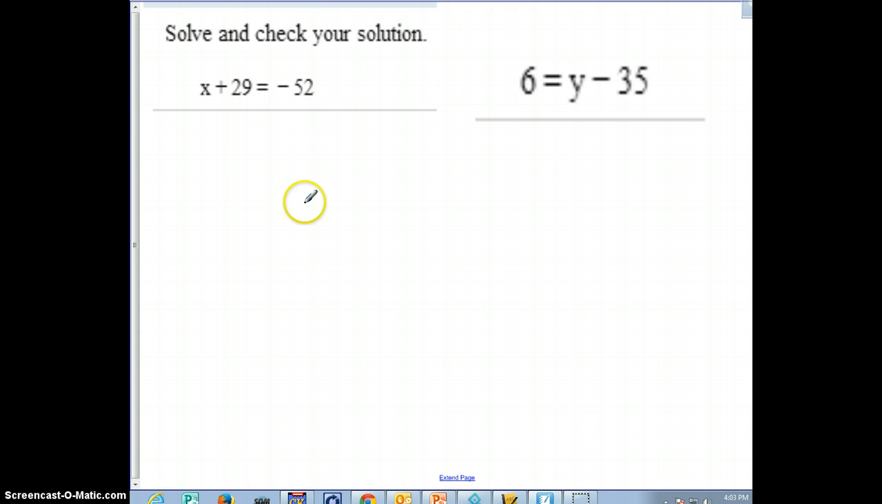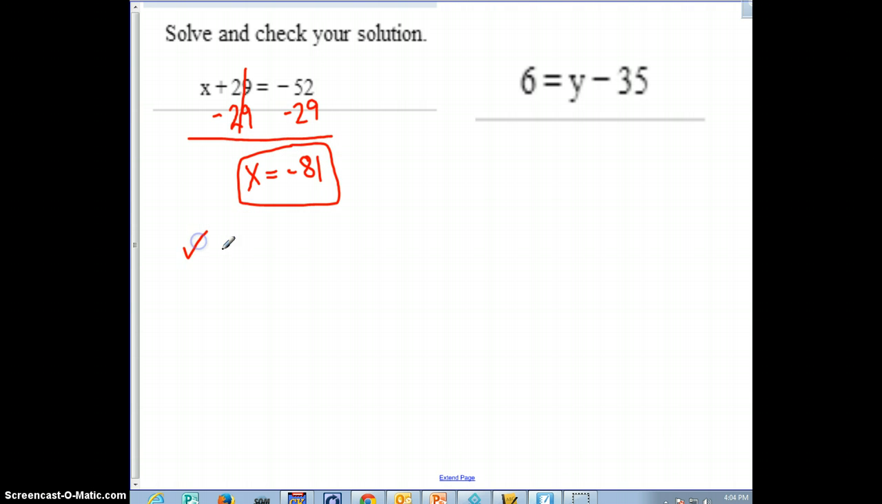Okay, now we're going to do the beginning of solving equations. First of all, the object of these is to get the variable by itself. So we have to do a lot of opposite operations to get that to happen. So I'm going to start out with this one. I know I want x by itself, so I am going to subtract 29 from both sides. The reason I'm doing that is that it helps me get rid of the 29 on this side. Whatever I do to one side, I have to do the other. So these will cancel. On this side, negative 52 and negative 29 will give me negative 81.